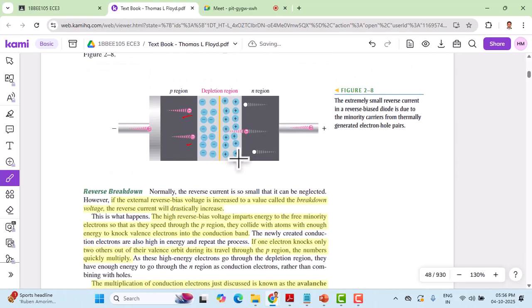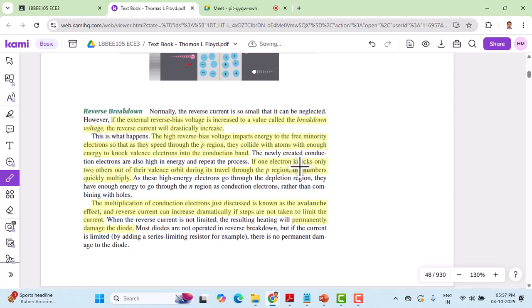Now let us see what happens when we increase the reverse voltage to a larger value. That is called reverse breakdown. If the external bias voltage is increased to a value called the breakdown voltage, a large voltage applied in the reverse direction, the reverse current will drastically increase. There are a couple of reasons why the reverse current increases, and we are given that in the following sections. The high reverse voltage imparts energy to the free minority electrons so that they speed through the P region and collide with the atoms with enough energy to knock valence electrons into the conduction band.